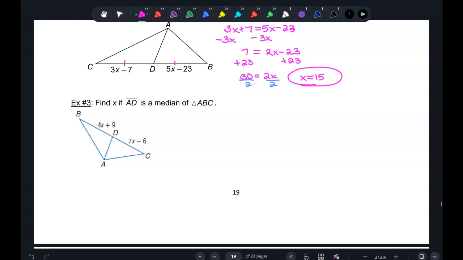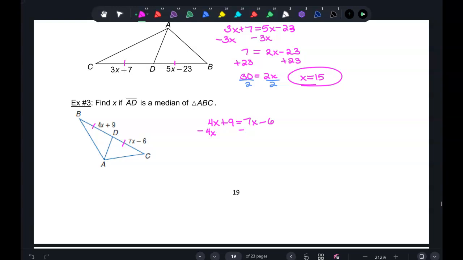All right, you want to help me out on the next one? Actually, I'm good. I'll just listen. Okay, median means this has to be a midpoint, which makes BD congruent to DC. What do you do when they're congruent? You make them equal to each other. So I have 4x plus 9 equals 7x minus 6.